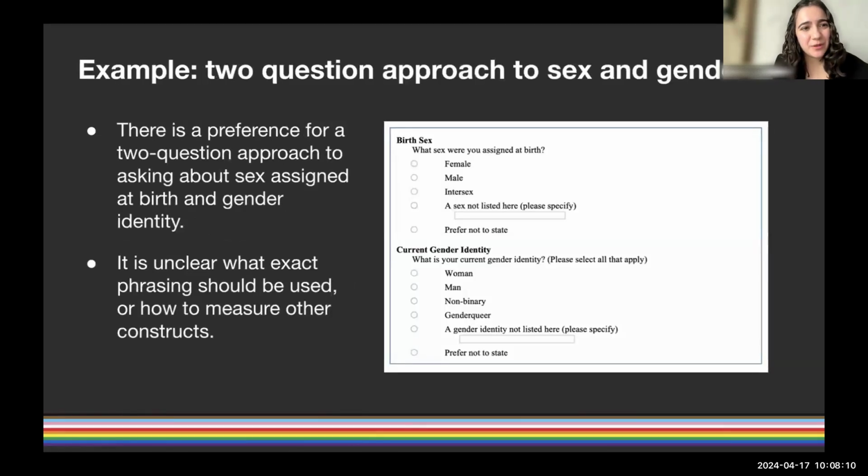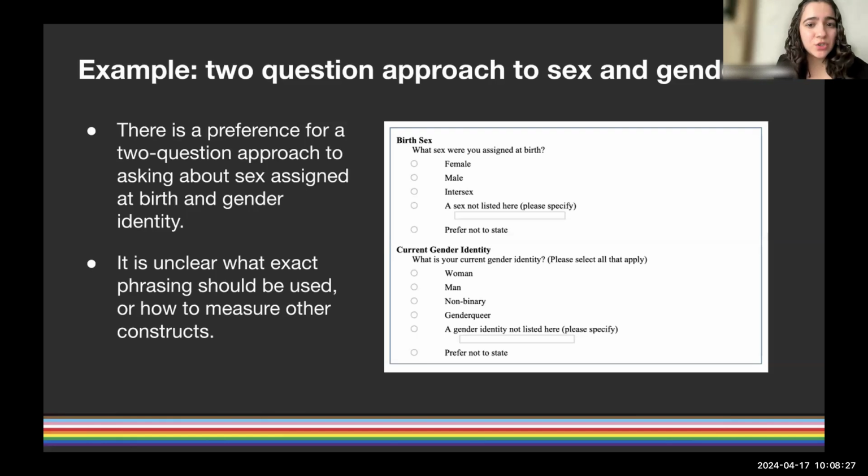So how has this been studied before? One of the examples that has come out of this type of research, of just asking individuals how they want to be asked about these types of questions, has been the 2-question approach to sex and gender. So this just refers to, like, in the image on the screen. So we have: what sex were you assigned at birth, and what is your current gender identity?